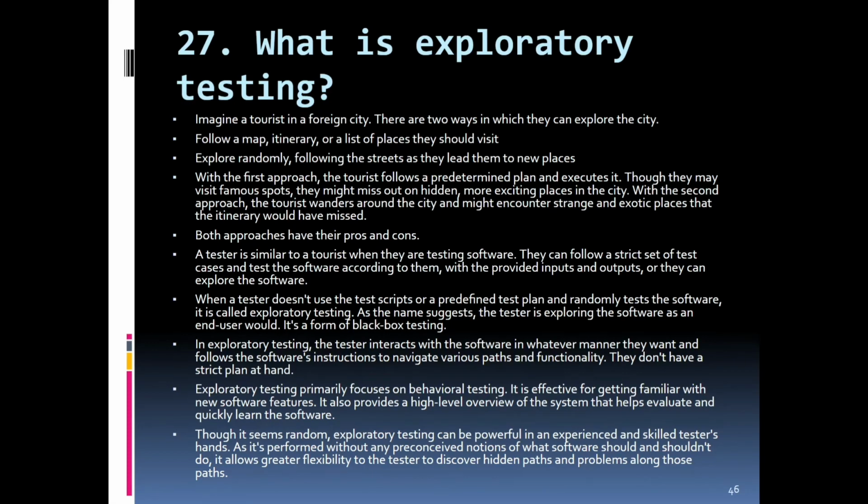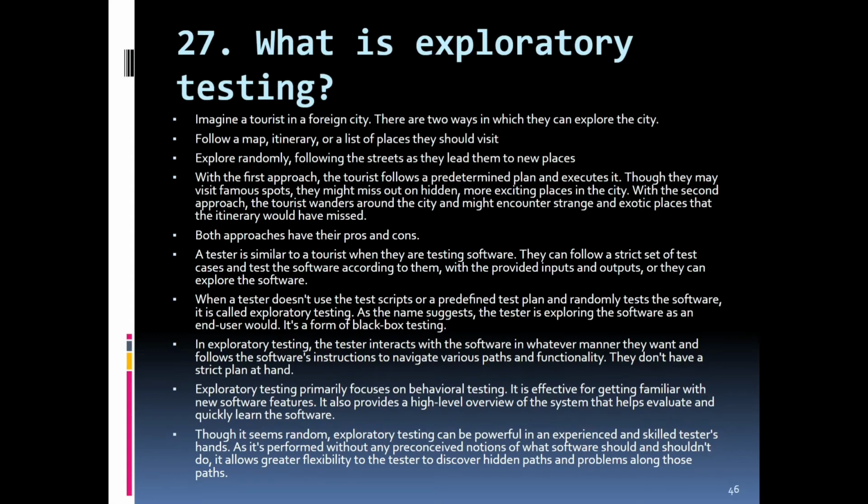So imagine a tourist in a foreign country. There are two ways in which he can explore the city: follow the map, occasionally finding a place they should visit, or explore randomly, following the streets as they lead in a new place. With the first approach, the tourist follows a predefined plan and executes it. Through the way, they visit various spots, but they might miss out the hidden, more exciting places in the city.